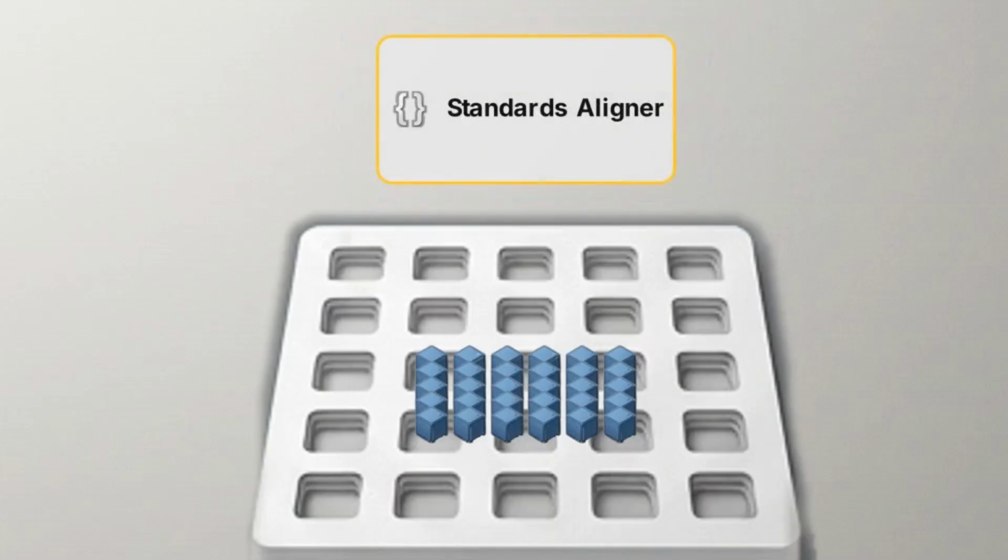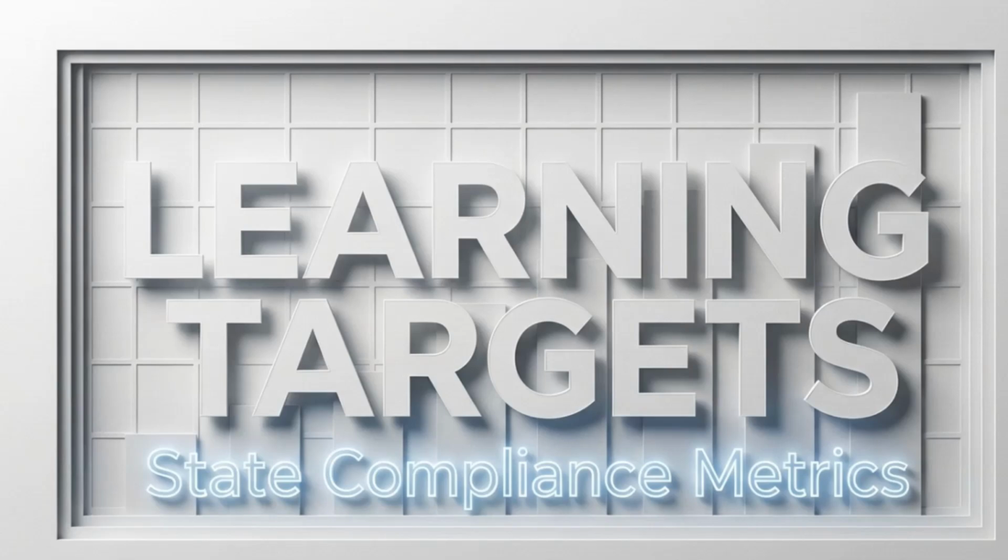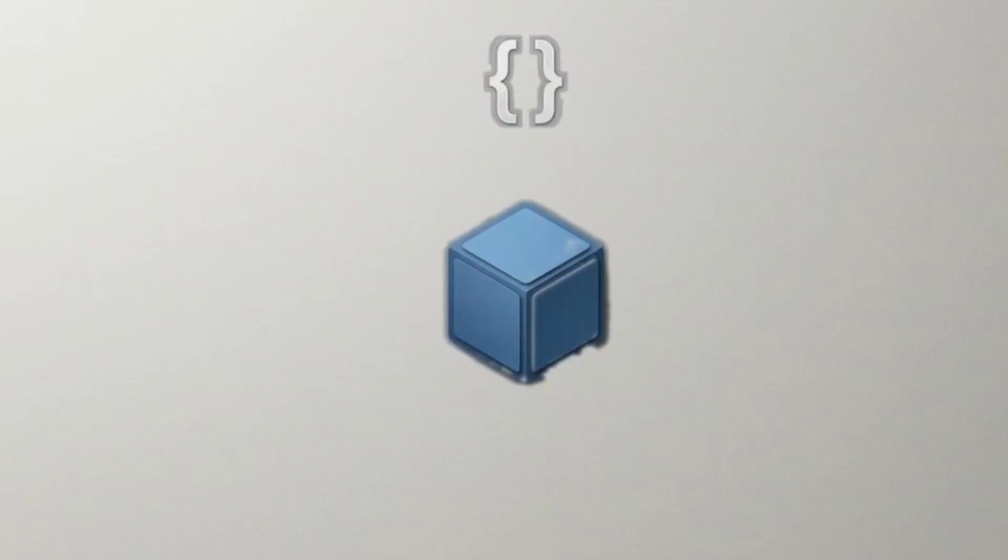But a map isn't enough on its own. The Standards Aligner prompt takes that 30-day plan and ensures every single activity locks directly into required compliance metrics, like the CCSS. The CCSS, or Common Core State Standards, are uniform academic benchmarks students are expected to reach at each grade level.